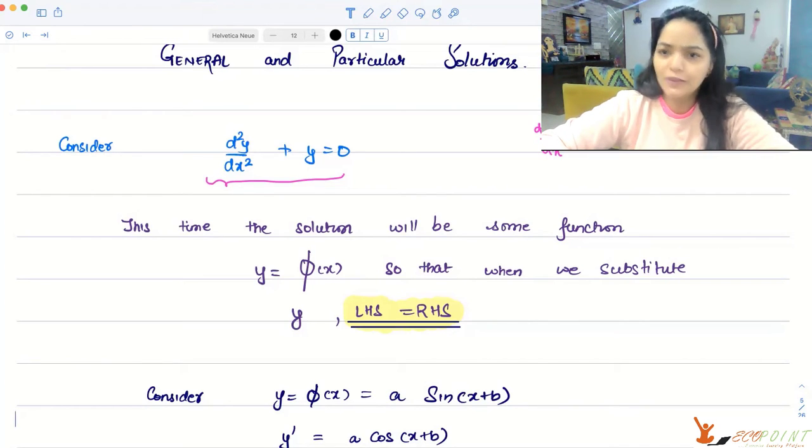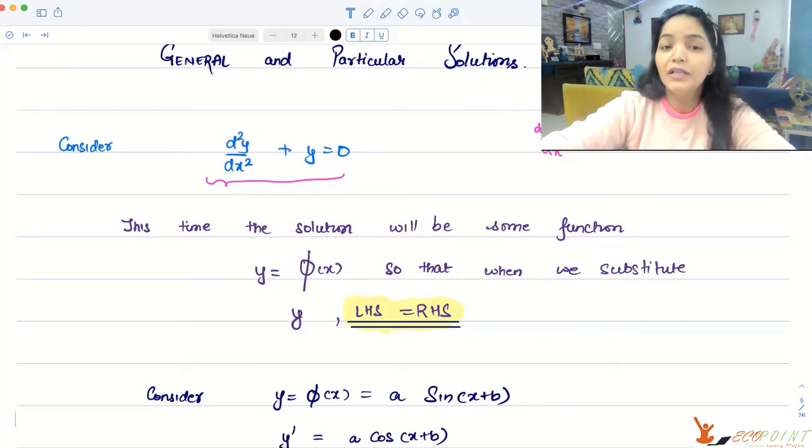Suppose this function is a function of x, and mind you, the reason I'm talking about sine here is simple. When you differentiate sine one time, you will get cos. When you differentiate another time, that means you are differentiating cos, and you get minus sine. And that's what you have in this situation. The double derivative is minus of the function that you have originally, y. So suppose y is a times sine of x plus b.